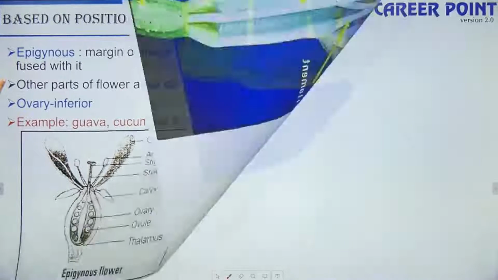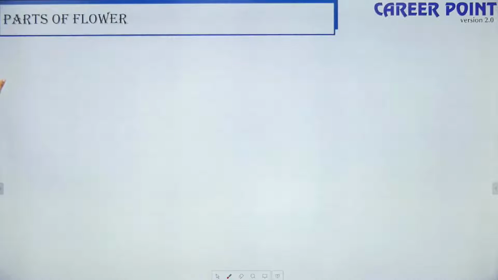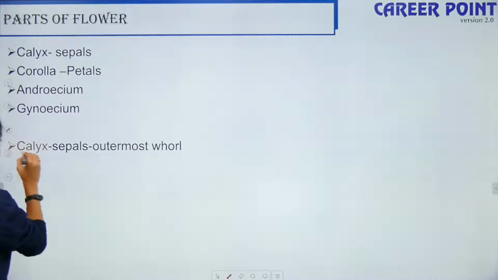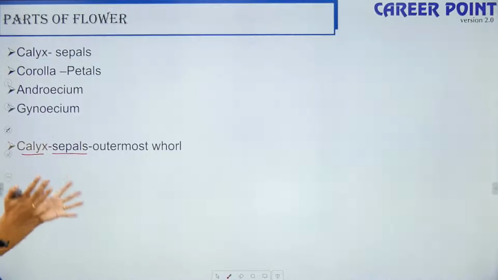So moving to the next part. The next part is the parts of a flower. So calyx is known as sepals, I hope so, and corolla is petals. So they are the colorful portion, androecium and gynoecium. So what are we again going to study? So the calyx or sepals, that is the outermost whorl, right?